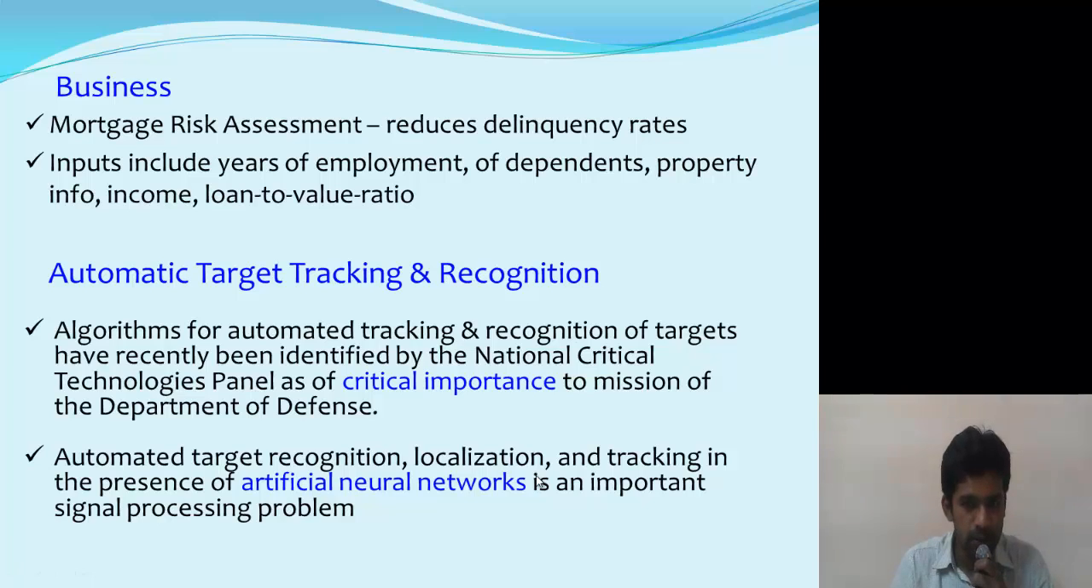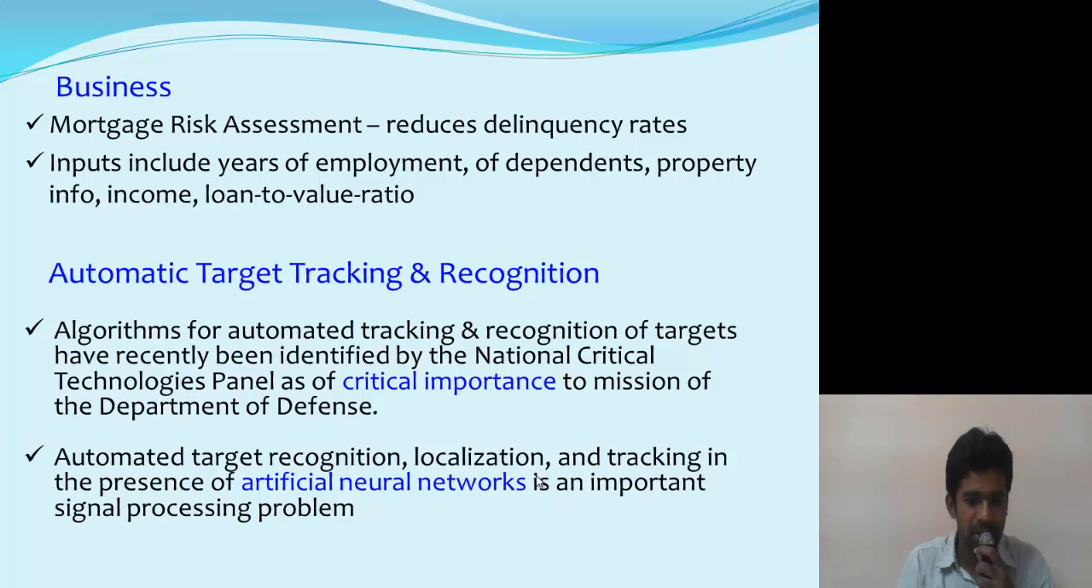Business mortgage risk assessment reduces delinquency rates. Inputs include years of employment of dependents, property information, income, and loan to value ratio. Algorithms for automated target tracking and recognition have recently been identified by the National Critical Technologies Panel as of critical importance to the mission of the Department of Defense.